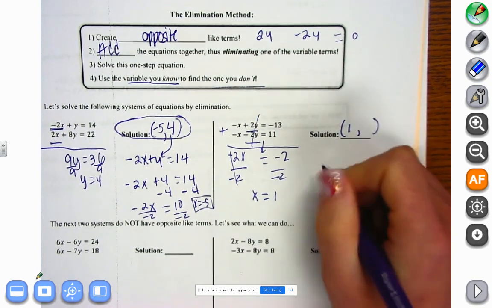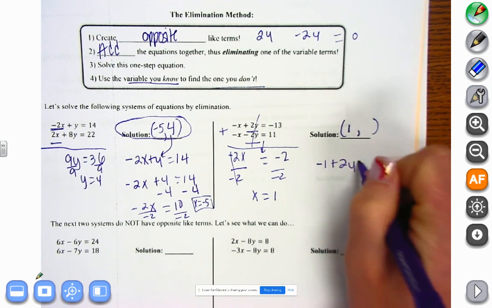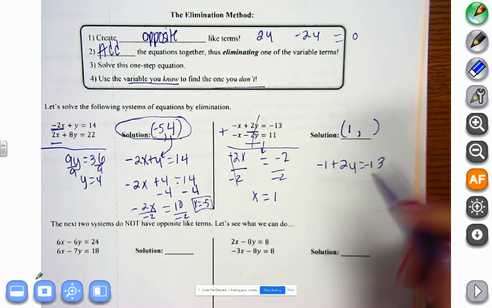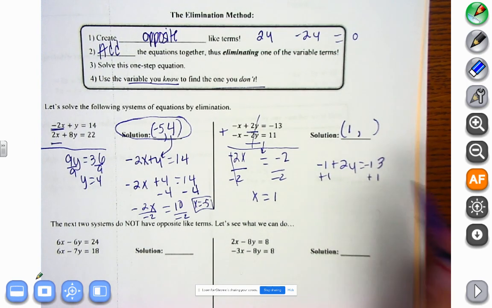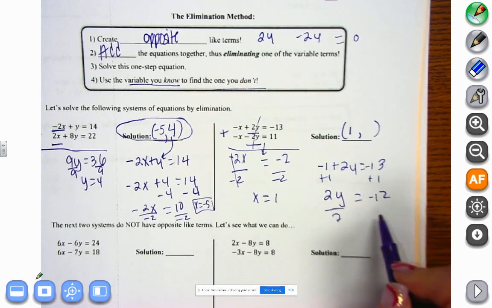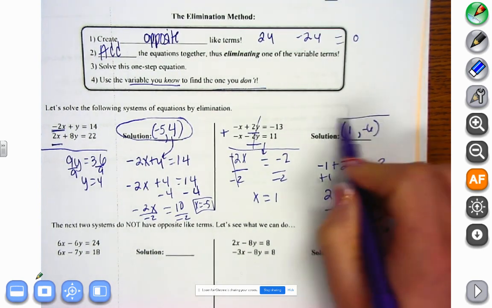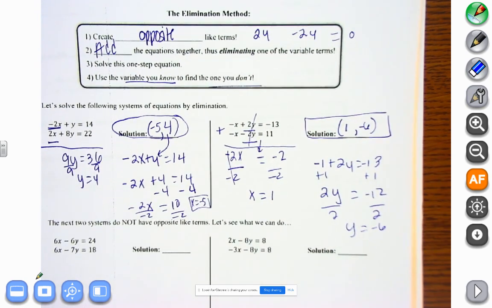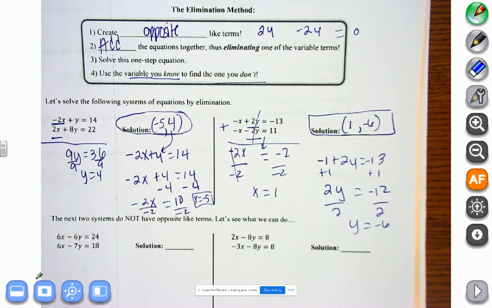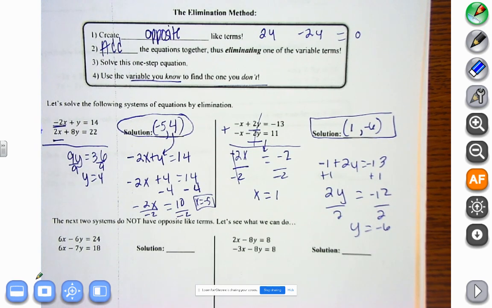Okay, now we know x, so let's find y. So we have negative 1 plus 2y equals negative 13. We add 1 to each side. We get 2y equals negative 12. And solving for y, we get y equals negative 6. We found our solution using elimination to that problem. So in these problems, you didn't actually have to do anything to the equations except follow the steps just to solve for one variable and then use that to find the one we don't know.